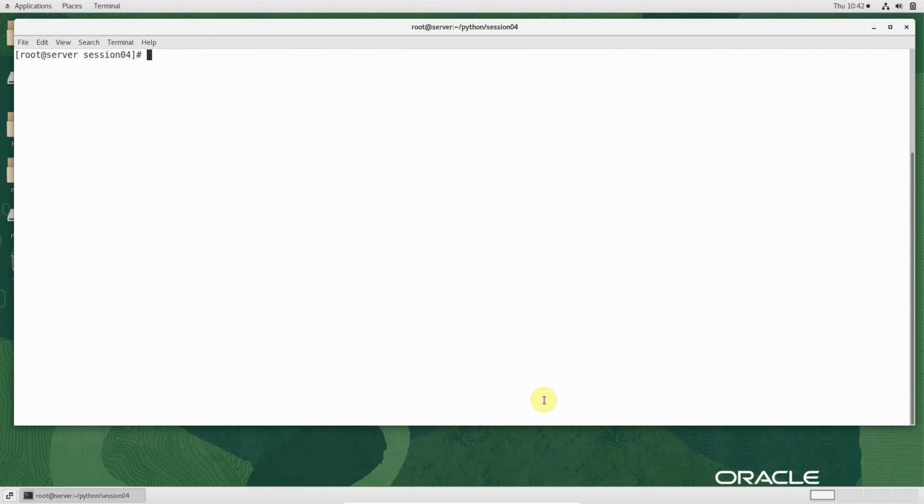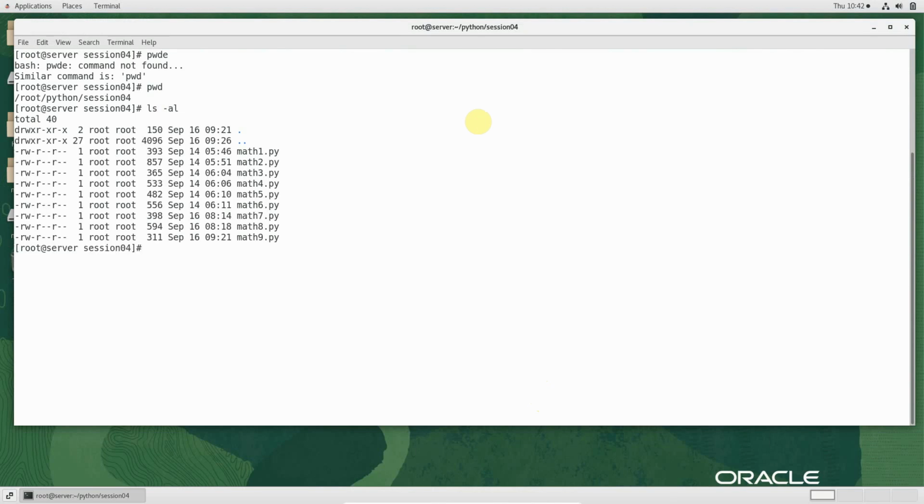So this is session 4, and we are going to look at some of the examples before I proceed with the presentation and explain these programs. I'm working in this directory, root Python session 4, and I have these programs math 1, 2, 3, 4, 5. There are 9 programs available. We'll see the first program, math 1.